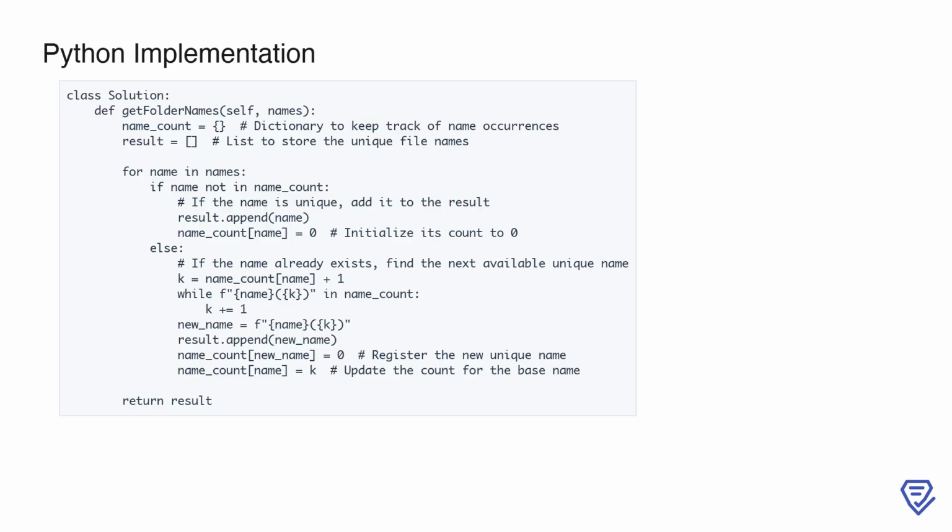This approach ensures that each file name is processed in O(1) average time due to the efficient dictionary operations. The overall time complexity of the solution is O(n), where n is the number of file names in the input list. The space complexity is also O(n), to store the dictionary and result list. The code handles edge cases, such as multiple duplicate names and names that require high suffix numbers, by dynamically checking and generating unique names as needed. This ensures correctness and efficiency across all inputs.